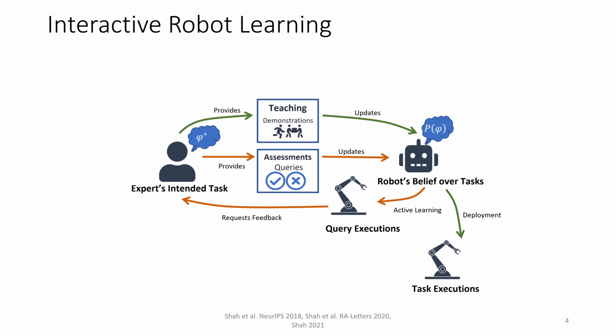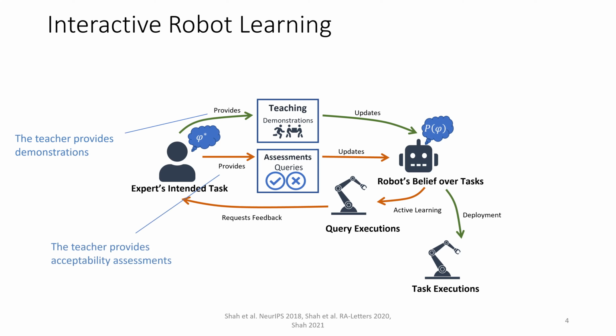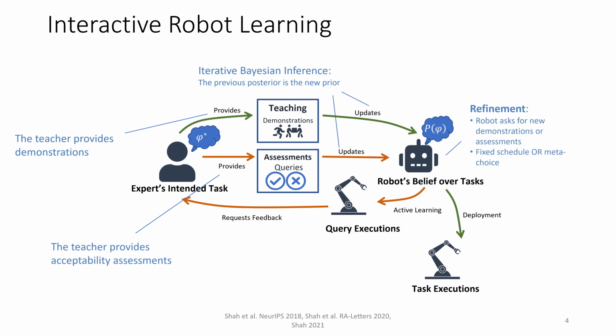So here's our overall framework. In this framework, the user interacts with the robot through 2 modalities: by providing demonstrations or by providing acceptability assessments of the task executions performed by the robot. On the robot side, it is using iterative Bayesian inference to infer what the task specifications are, and it is doing this in an online manner, where after each task execution, the posterior of the previous iteration becomes the prior for the next one. Finally, the robot can refine its task specification in one of 2 ways.